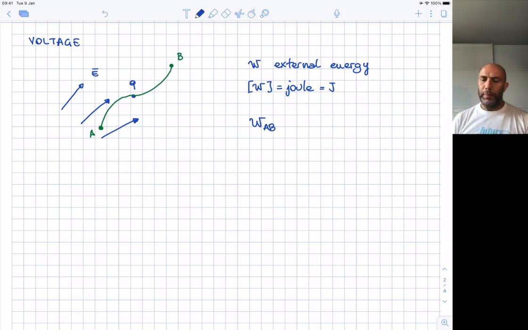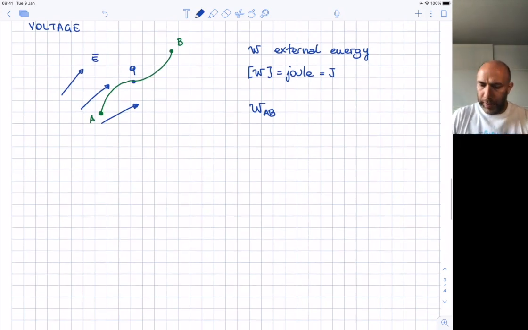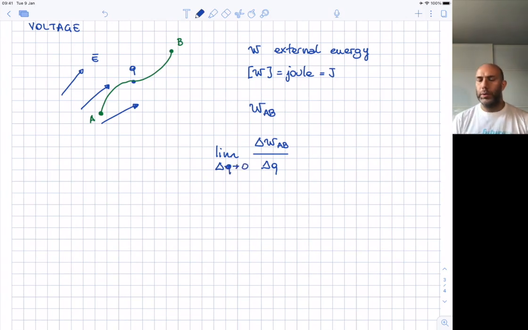Now, if we measure the variation of energy from A to B with respect to the charge, and we let the charge approach 0, this quantity is the derivative of the energy with respect to the charge. And this quantity is called voltage.